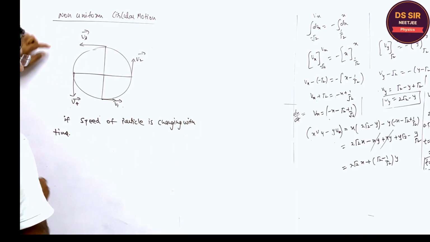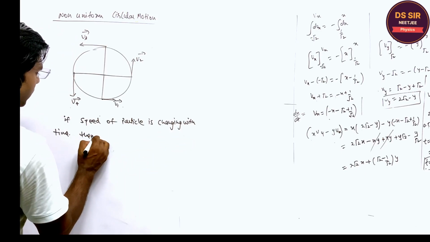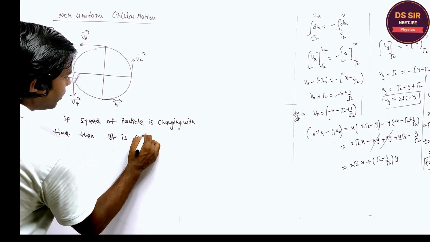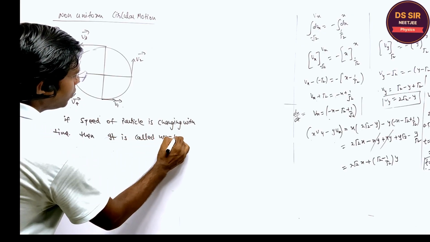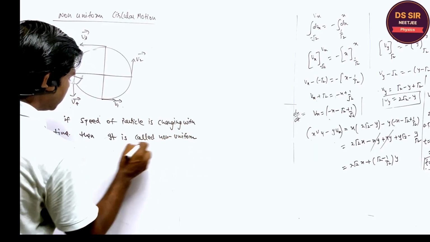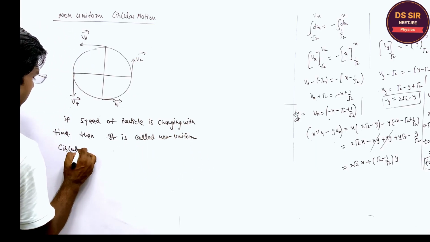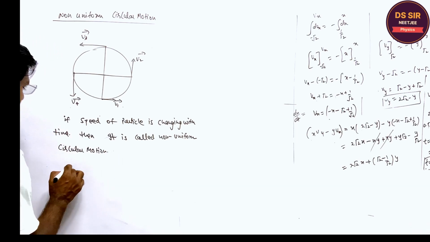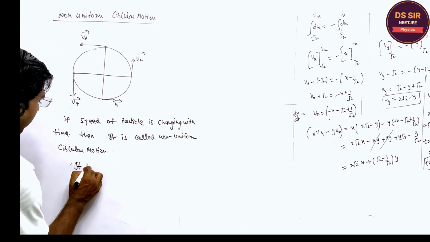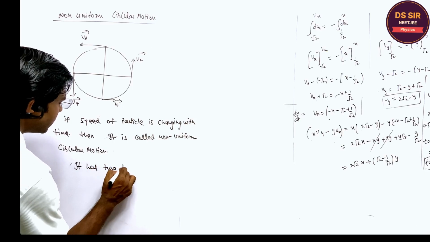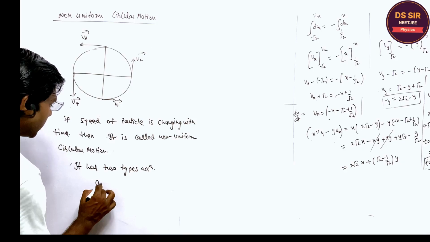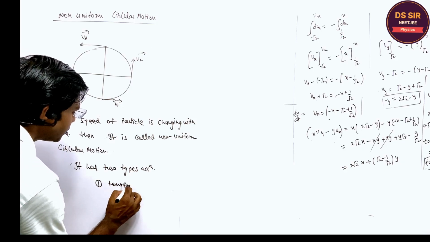all right. If the speed of the particle is changing with time, then it is called non-uniform circular motion, right? So it will have two types of acceleration, okay? It has two types of acceleration. What are those? First, the tangential acceleration.